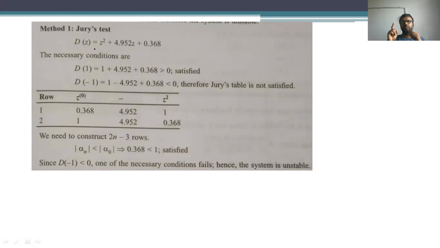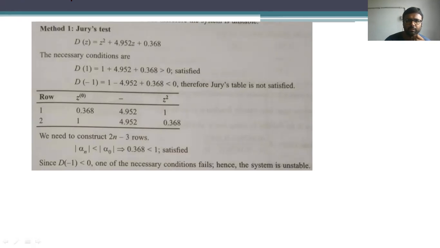So, what are the three conditions? The first condition is D(1) greater than 0. Therefore, condition 1 is satisfied. And D(-1) is less than 0, so the second condition is not satisfied. And the third condition, modulus of a_n less than a_0, is satisfied. That means of the three conditions, only two are satisfied and the second condition is not.